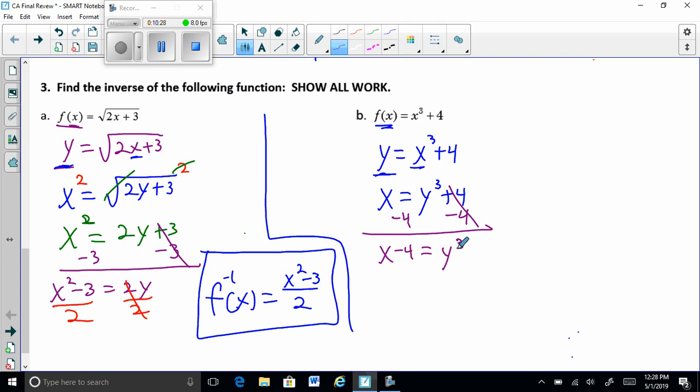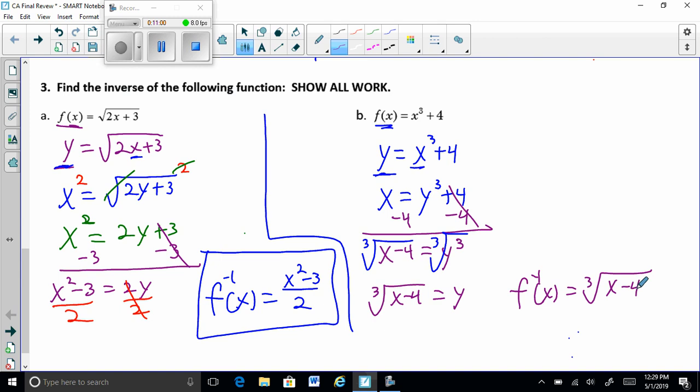Now we have to nullify the cube power here. So we're going to go ahead and cube root. Okay. And so that nullifies that. So we have the cube root of x minus 4 equals y. And then for our inverse notation, cube root of x minus 4. All right, there we go.